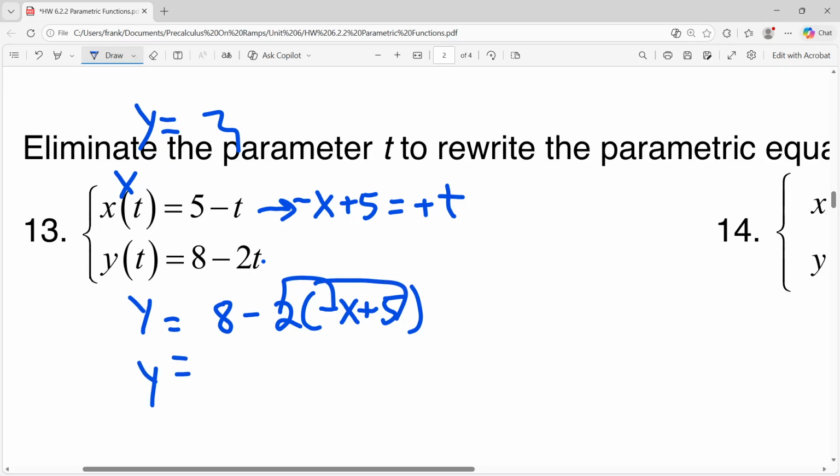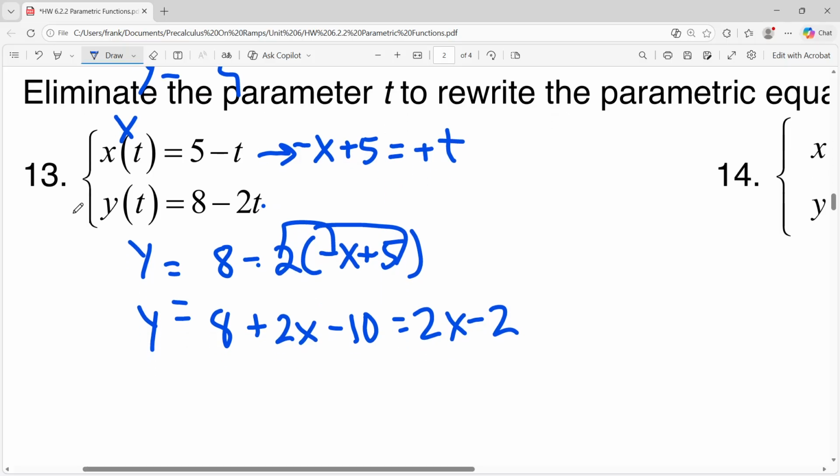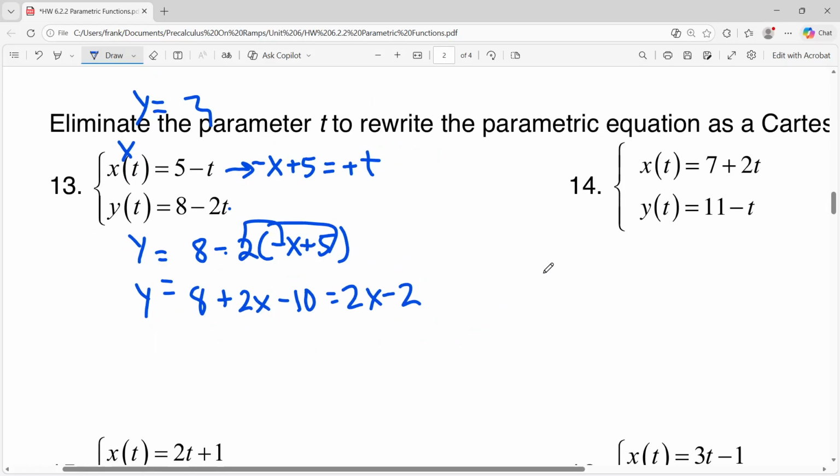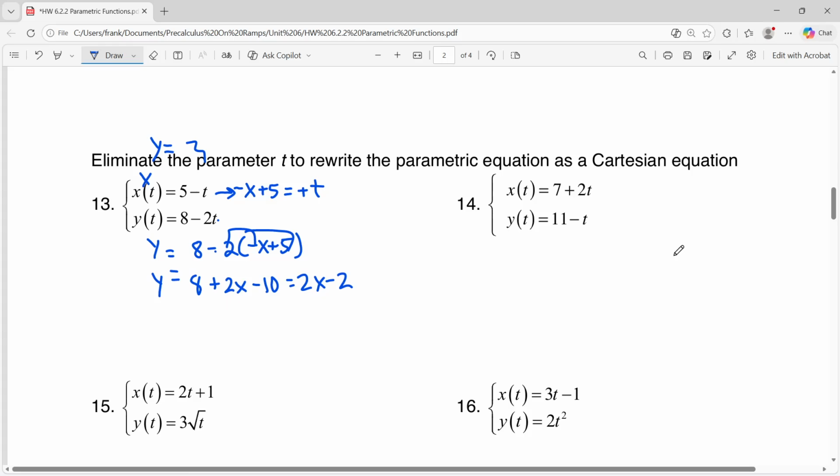y equals 8. Negative 2 times negative x is plus 2x. Negative 2 times positive 5 is minus 10. Then I will add like terms: negative 10 plus 8 is negative 2. So that would be the Cartesian equation, y equals 2x minus 2. You would do the x one first because I want to get y equals 2x minus 2. It's better to do it that way.